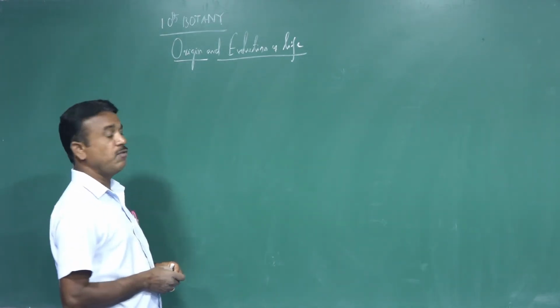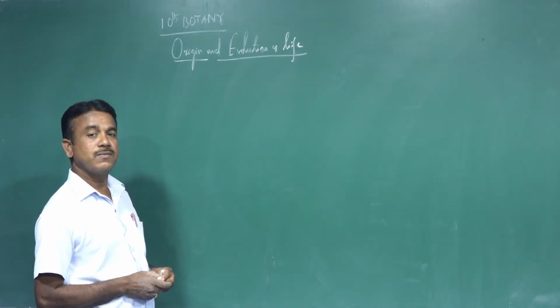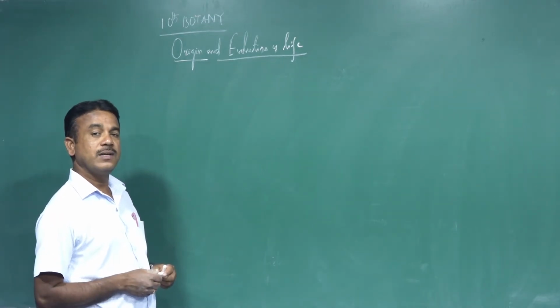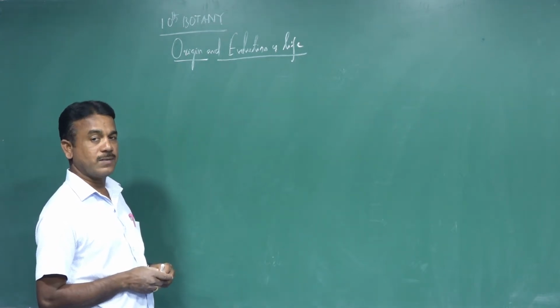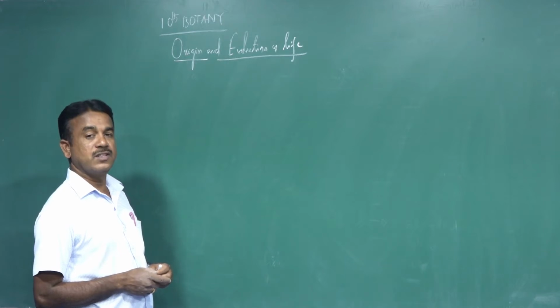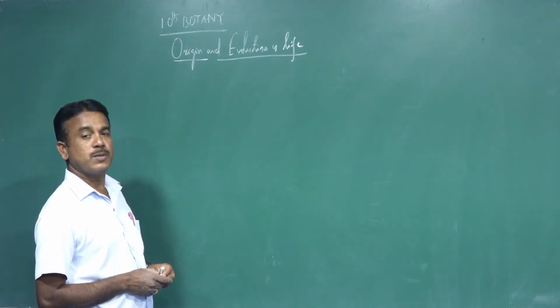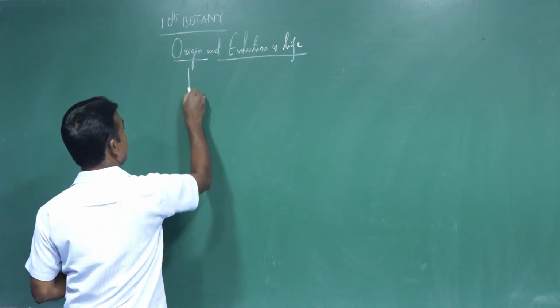What is the meaning of evolution? Origin of a new species from a pre-existing one, which is completely different from the earliest one. That is commonly called evolution. The topic which we are going to discuss today is commonly called paleobotany.